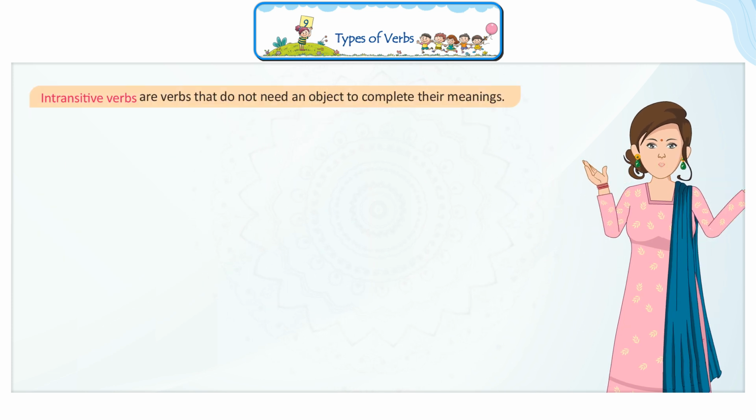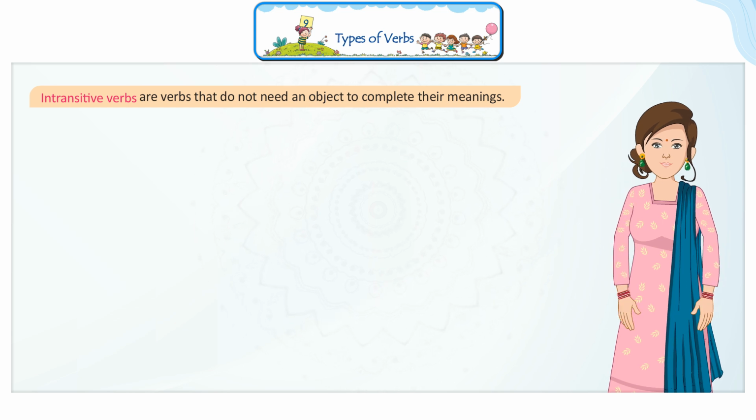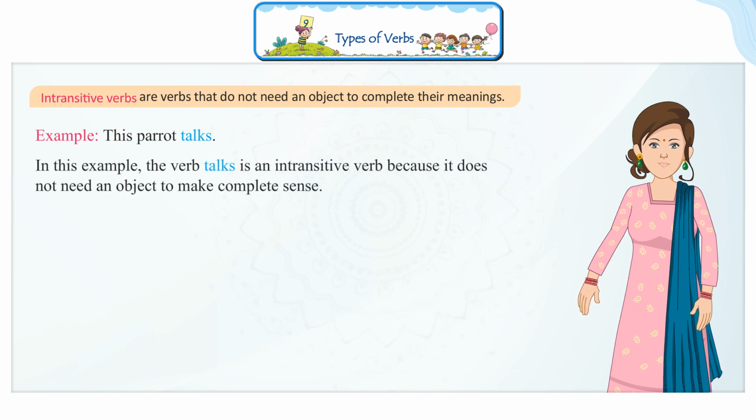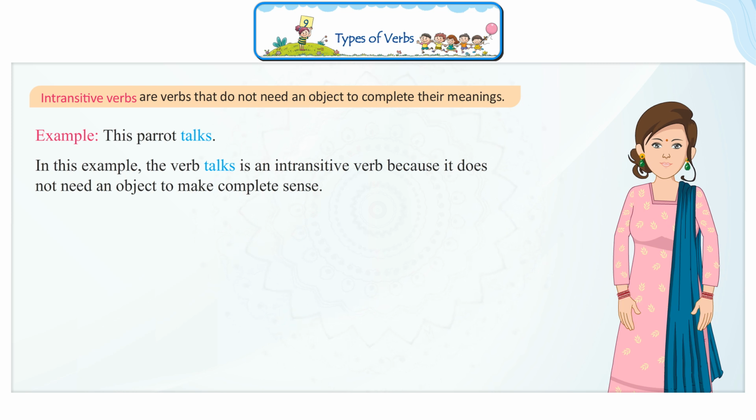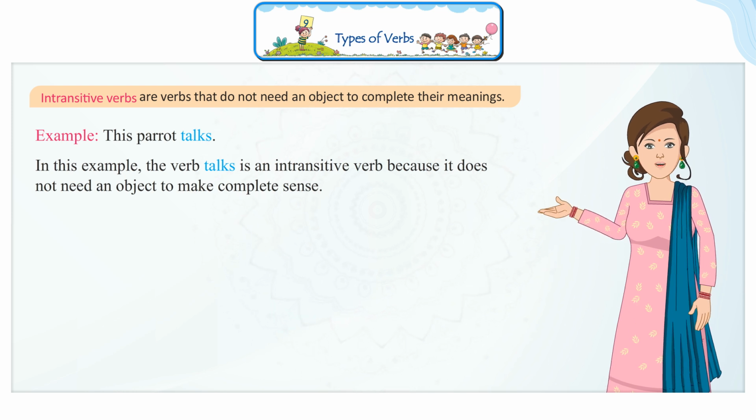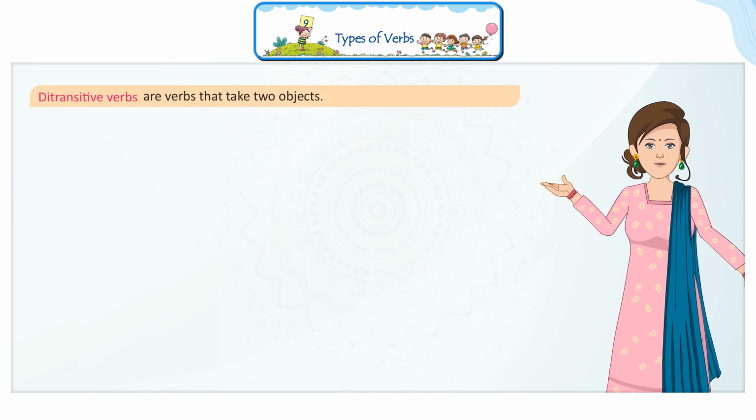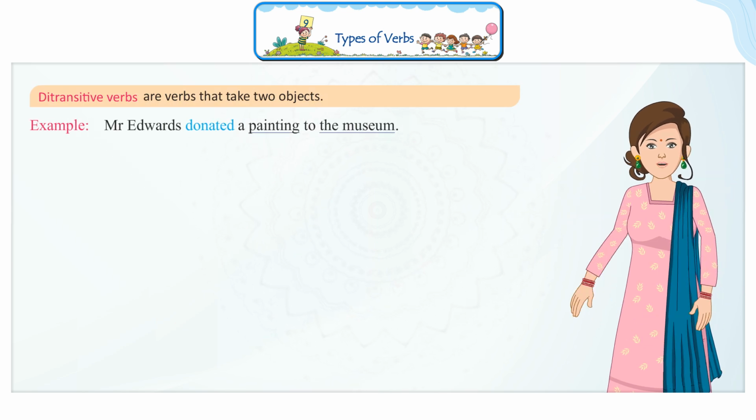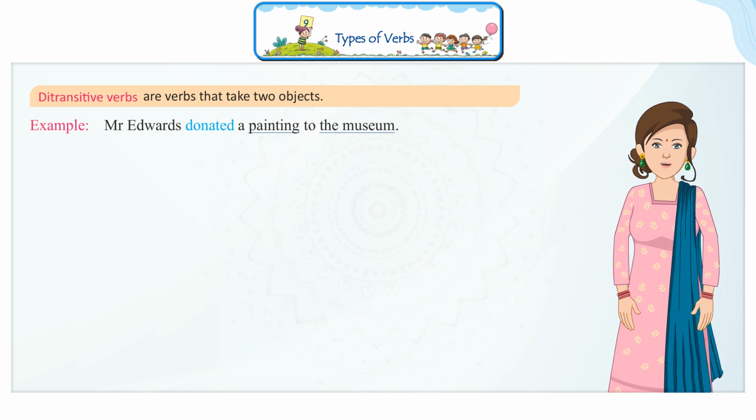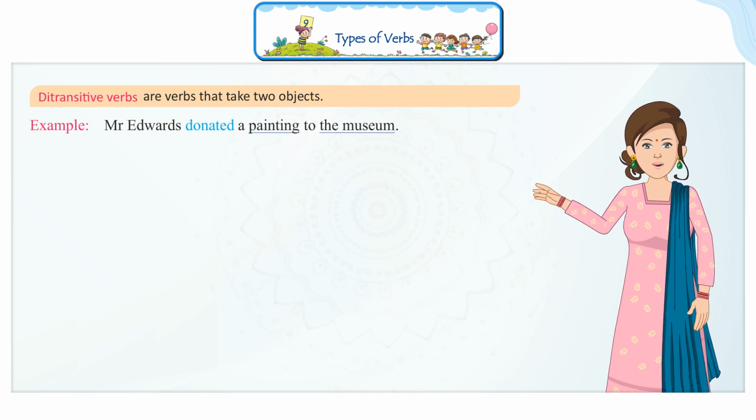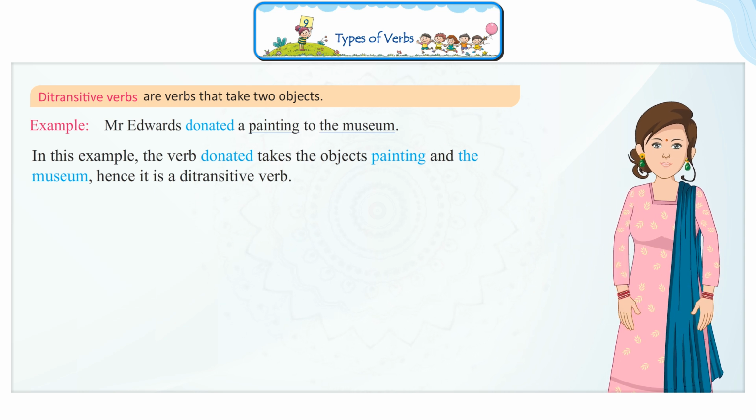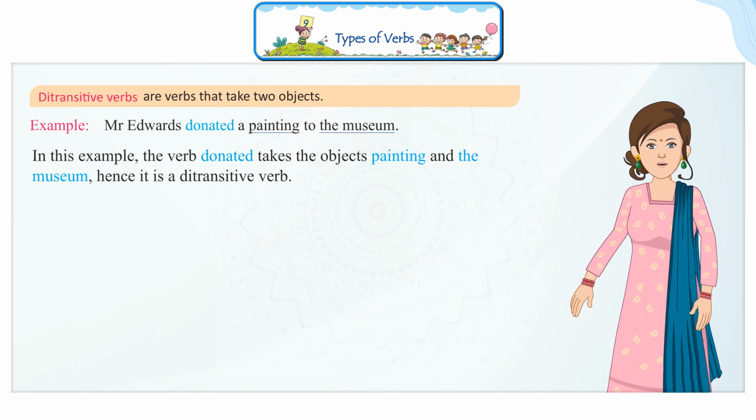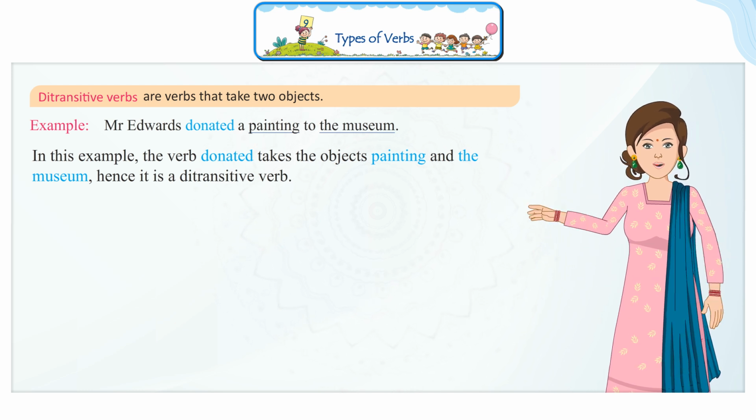Intransitive verbs are verbs that do not need an object to complete their meanings. Example: This parrot talks. In this example, the verb talks is an intransitive verb because it does not need an object to make complete sense. Ditransitive verbs are verbs that take 2 objects. Example: Mr. Edwards donated a painting to the museum. In this example, the verb donated takes the objects painting and the museum. Hence, it is a ditransitive verb.